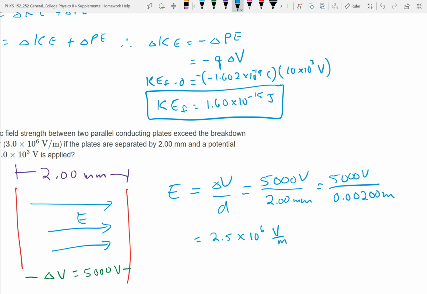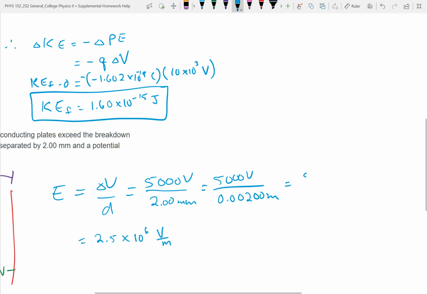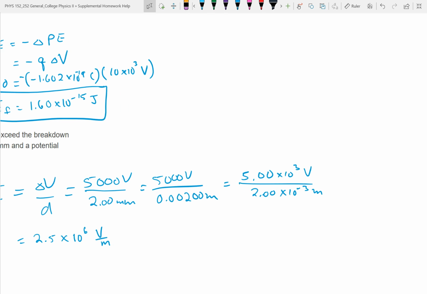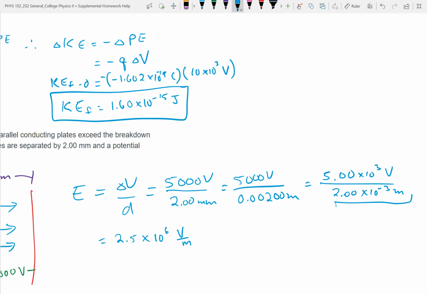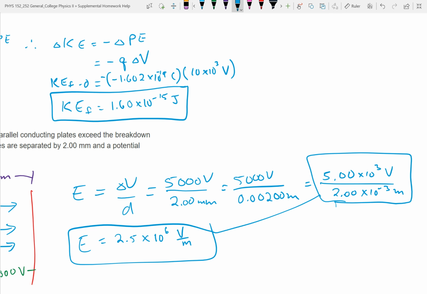Or I could have done it this way. 5.00 times 10 to the third volts, I assume 3 significant digits, over 2.00 times 10 to the minus third meters. So 5 over 2 is 2.5. 3 minus a negative 3 is 6. This is the easiest way to do your math, right? Okay, cool. So there's our electric field.